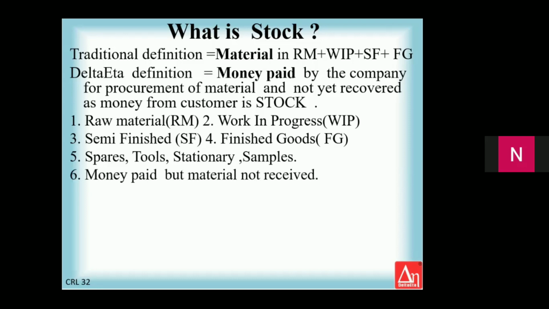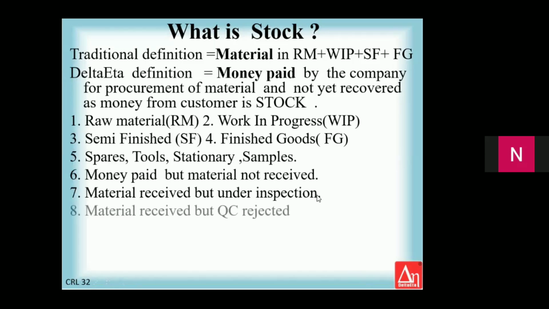Advance paid, but material is not yet received. It may be in transit or is yet to be dispatched. It's again stock. Material received, but still under inspection. Material received, but QC rejected. In many companies, you will find that there will be a big yard which is a QC rejected material. It's a no man's land. Nobody takes care of it.